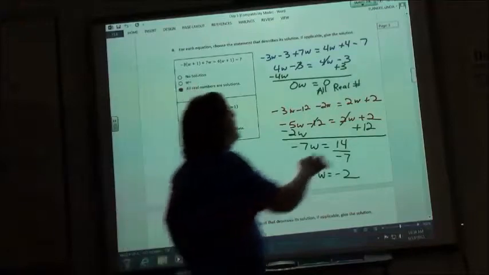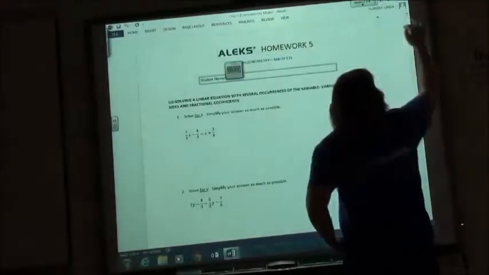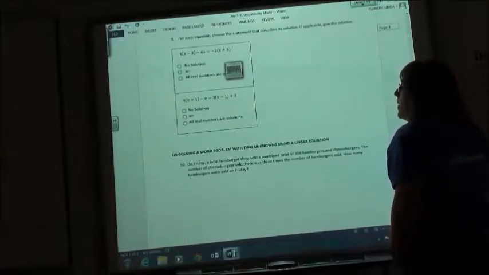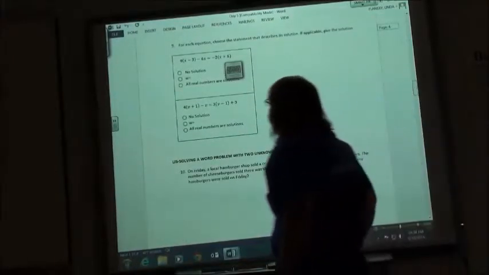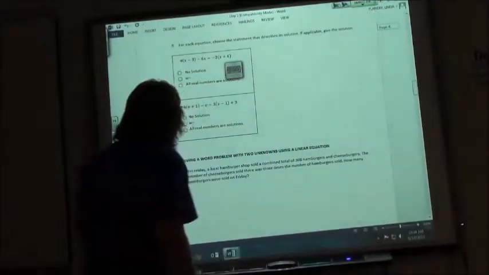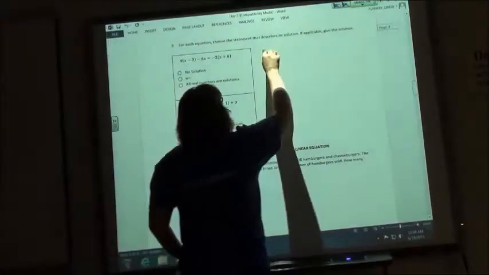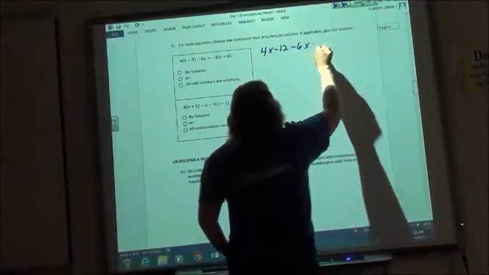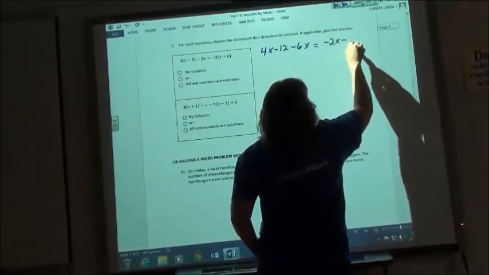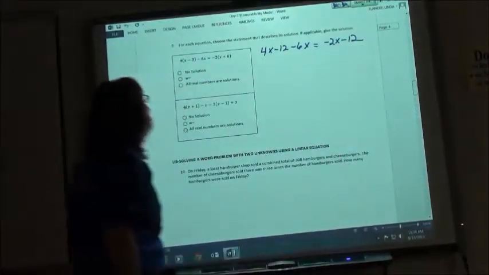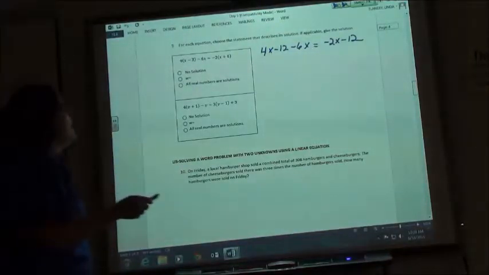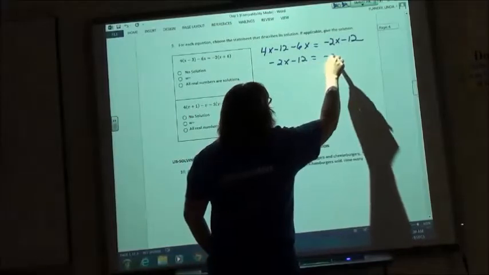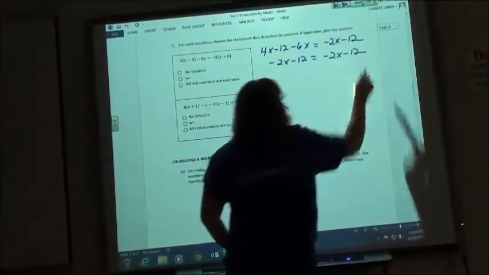Number 9. Same kind of thing. I want to solve each of those. So on the first one, using my distributive property, 4x minus 12 minus 6x equals -2x minus 12. 4x minus 6x is -2x minus 12 equals -2x minus 12.